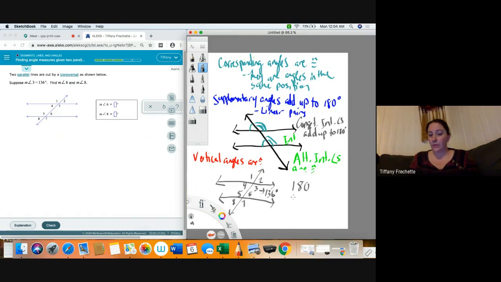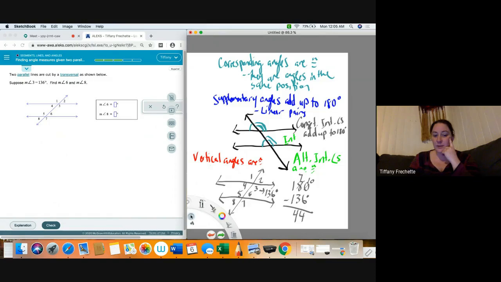And I know 3 is 136. So I'm going to subtract. Oops, forgot to borrow. Borrowing in my head there. So I get 44 for angle 6. Not 644, sorry. Angle 6 is 44. And then now I need to find 7. So I can either subtract from 180 again because these are also on a line, or I can use this consecutive angles rule up here.